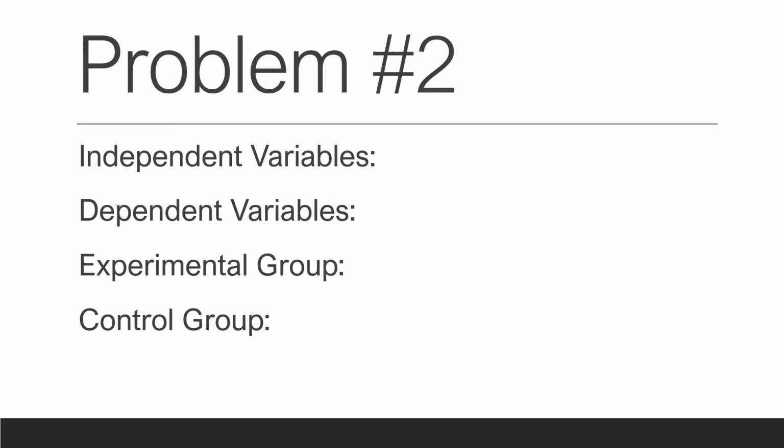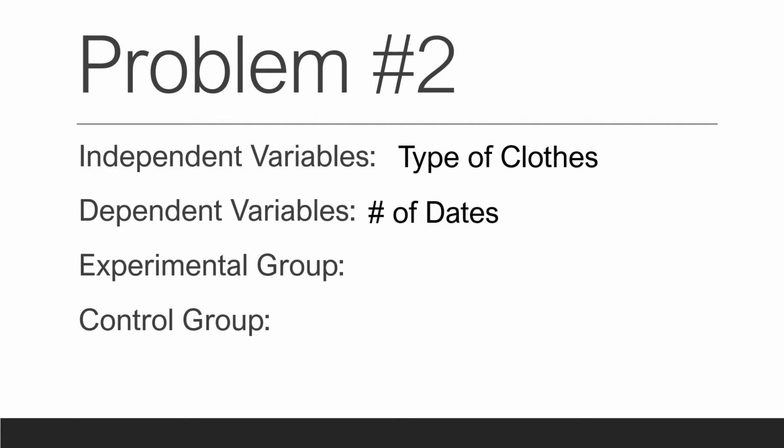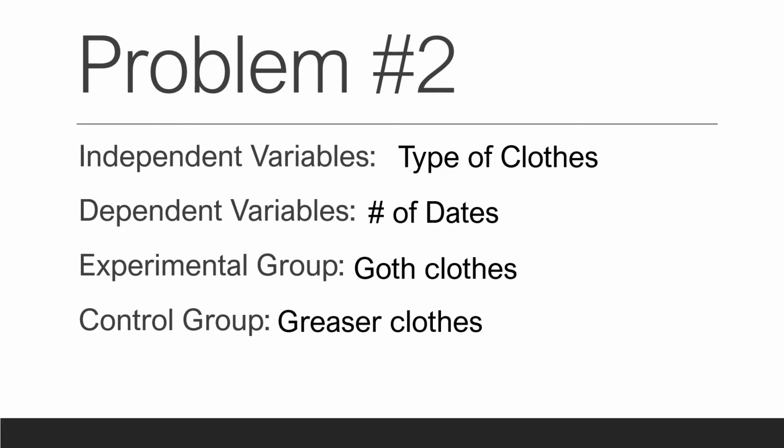So this problem was pretty wordy. The guys wanted to test the types of clothes and that effect on the number of dates. The independent variable was the type of clothes, while the dependent variable was the number of dates they got. Once that was determined, it was easy to identify the experimental and control groups. The experimental was the different clothes, or the goth group, while the control group was the baseline, or what they called their normal greaser clothes.